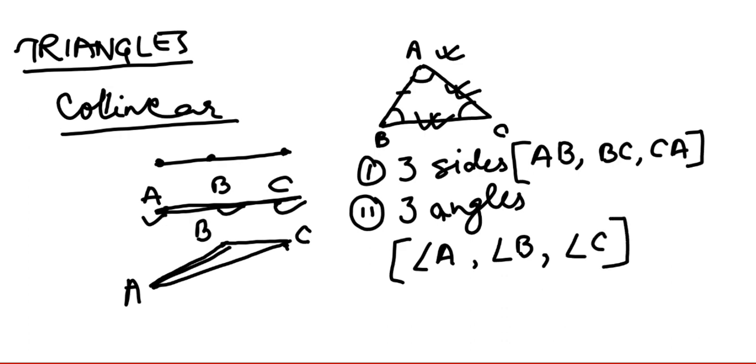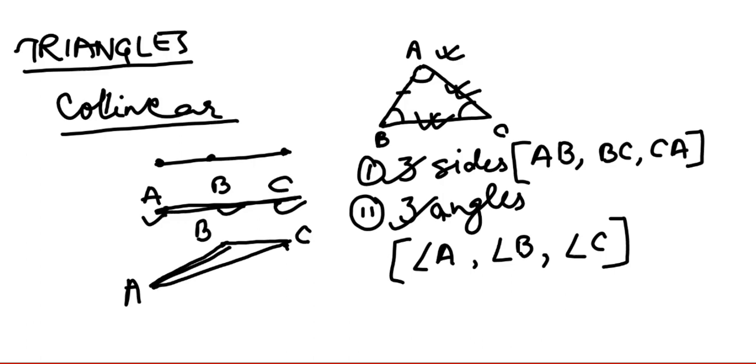Now these are the elements, or we can also say the components or parts of the triangle. What are these parts? That is the 3 sides and the 3 angles. These are the parts of a given triangle.